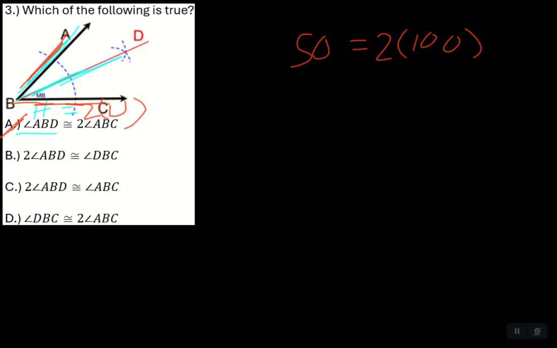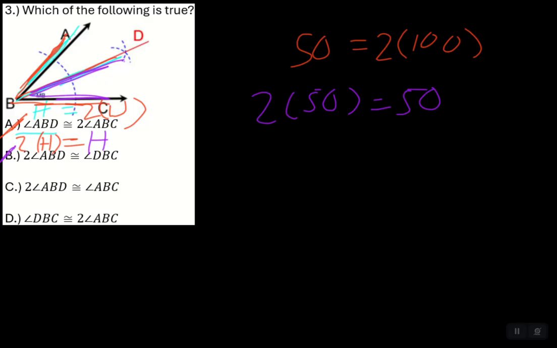Okay, let's look at letter B. It says 2 times angle ABD, meaning 2 times, we know ABD is the half, and then it's saying 2 halves is equal to angle, let's do it in purple, DBC. Well, wait a second. That means 2 halves are equal to the half. Or 2 times 50 is equal to 50. Well, of course, that doesn't make sense.